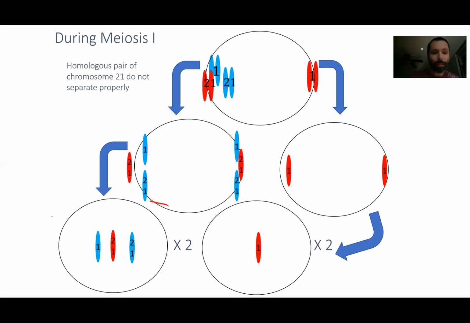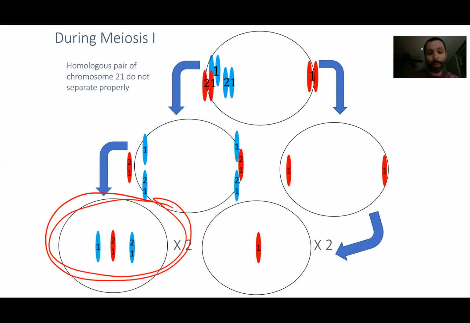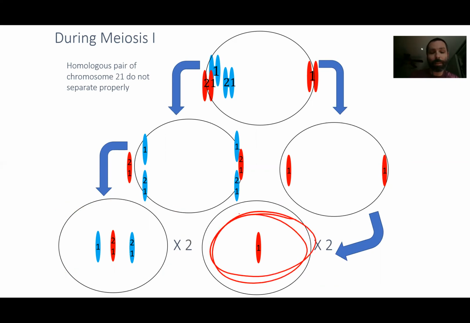And so if this egg or sperm gets used to make the kid, then that kid's going to end up with an extra chromosome number 21, and that kid would have Down syndrome. If you were to make the baby with the one that's missing the 21, it would probably just end in a miscarriage because the developing embryo would have too many problems with their genes.